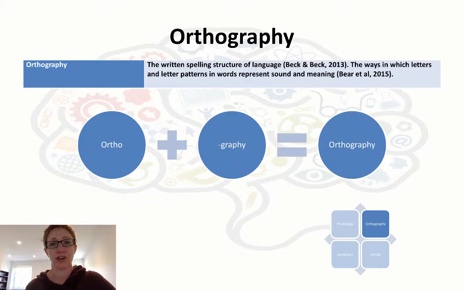Orthography is essential because in order to create text, to be a writer, we need to be able to write fast and accurately in order to make meaning. So orthography and decoding are both essential components of reading and writing, but serve 2 different purposes in those areas.